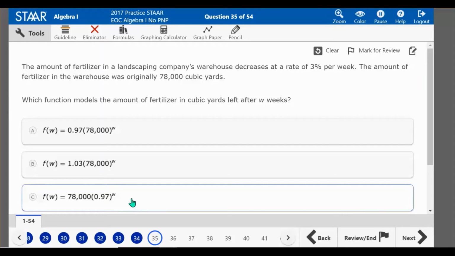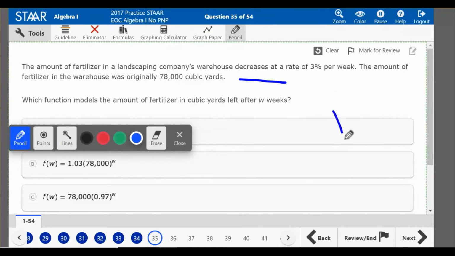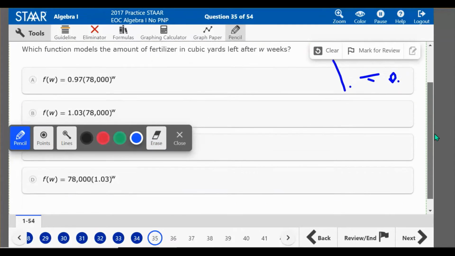The amount of fertilizer in a landscaping company's warehouse decreases at a rate of 3% per week. The amount of fertilizer in the warehouse was originally 78,000 cubic yards. What function models the amount of fertilizer in cubic yards left after W weeks? It decreases, so you know that it's 1 minus 0.03, because we obviously have to change this into decimal form for exponential functions.